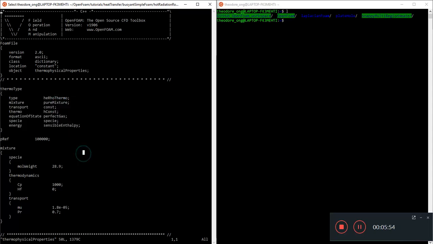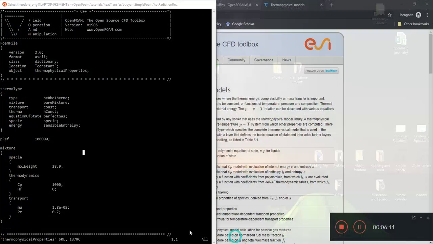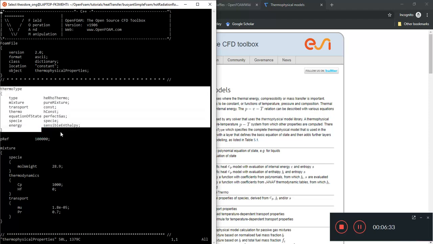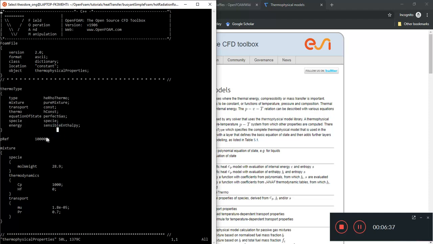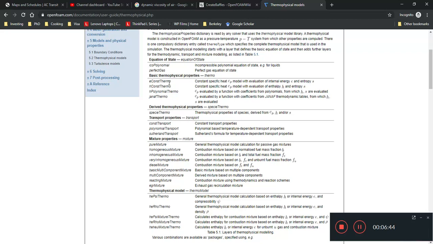What is all this talking about? This is on the site here, called thermophysical models. OpenFOAM can allow thermophysical properties to be constant or a function of temperature, pressure, and composition. So basically, you have an ideal gas equation of state where there's a variable density. Okay, so what is this thermodynamic package? How is the pressure, specific volume, or in other words, 1 over density, being calculated? This is what is being used to calculate. And then you have some reference pressure down here, which is about one bar.